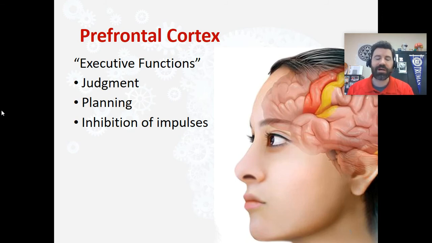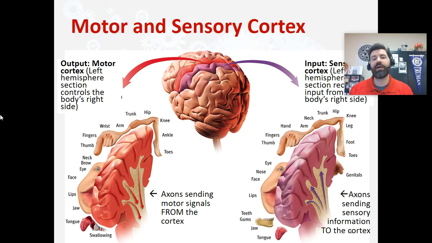This one gets a little more complicated. As we're talking about the parietal lobe, we're talking about your motor and sensory cortex. And it's kind of this band that goes along the top of the brain. Now, what does it do? The motor cortex is the part of your brain that is going to be sending out information about movement.